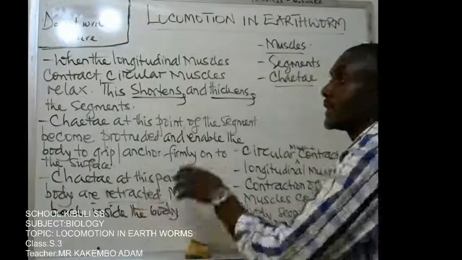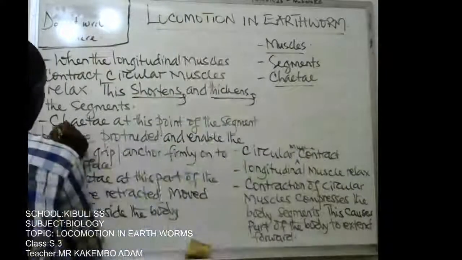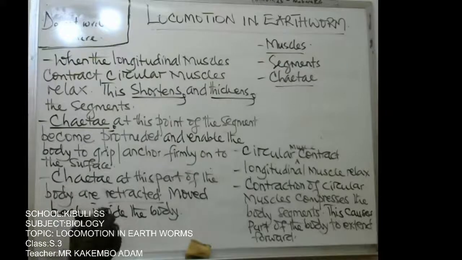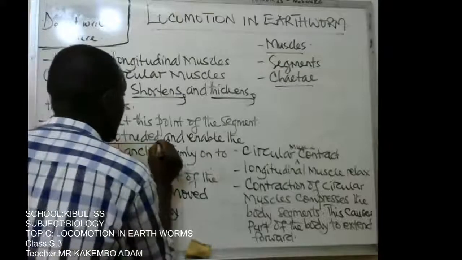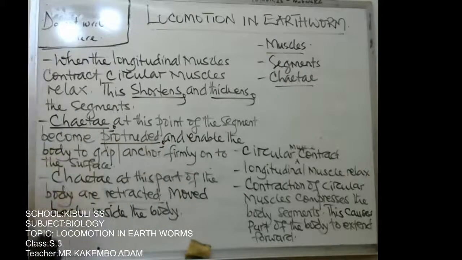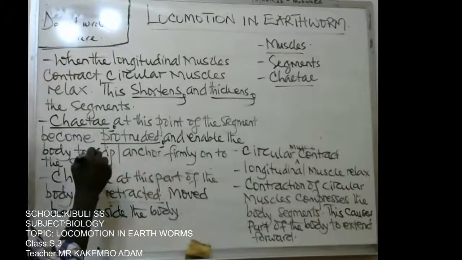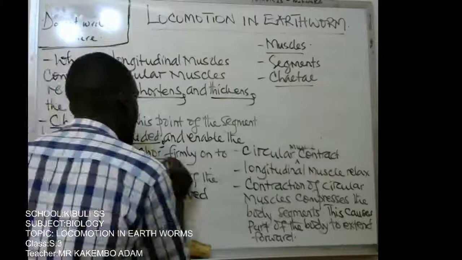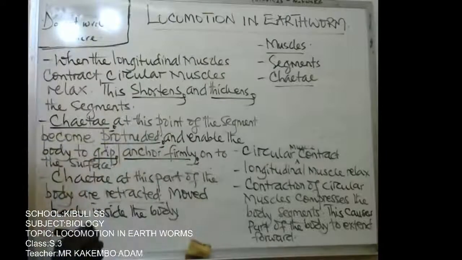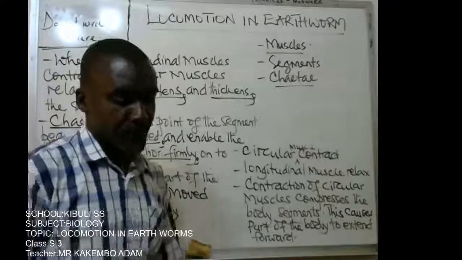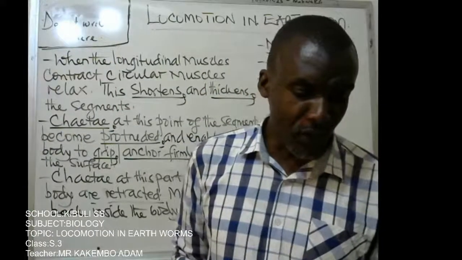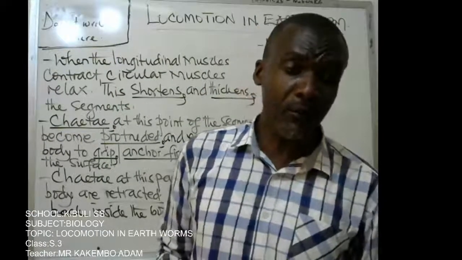As that is happening, the chaetae at that point of the segment become protruded. They come out of the segments, forming a grip. They allow the animal to grip or anchor firmly onto the surface. So basically, that is how locomotion in an earthworm is achieved.